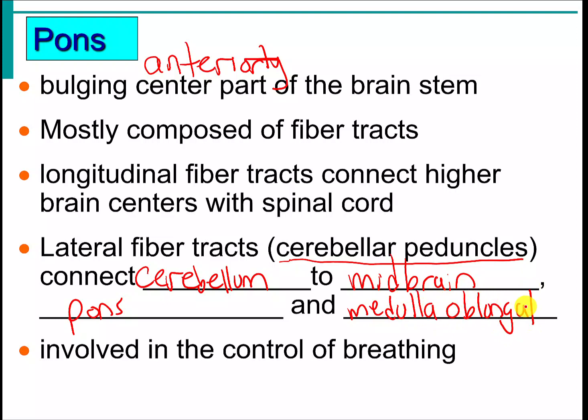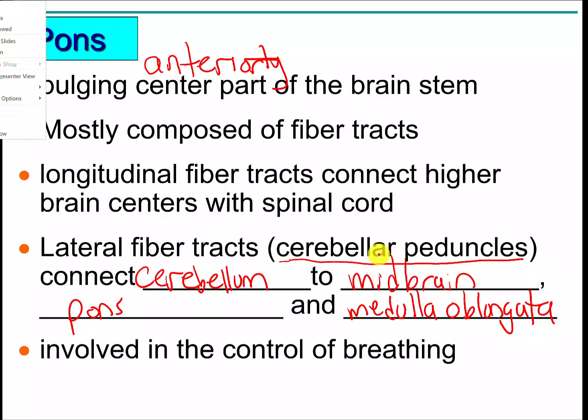Okay, so again, these are tracts, which means clusters of axons, connecting the cerebellum to the 3 different parts of the brainstem. So there are 3 different tracts that make up the cerebellar peduncle. So let's go back for a second.